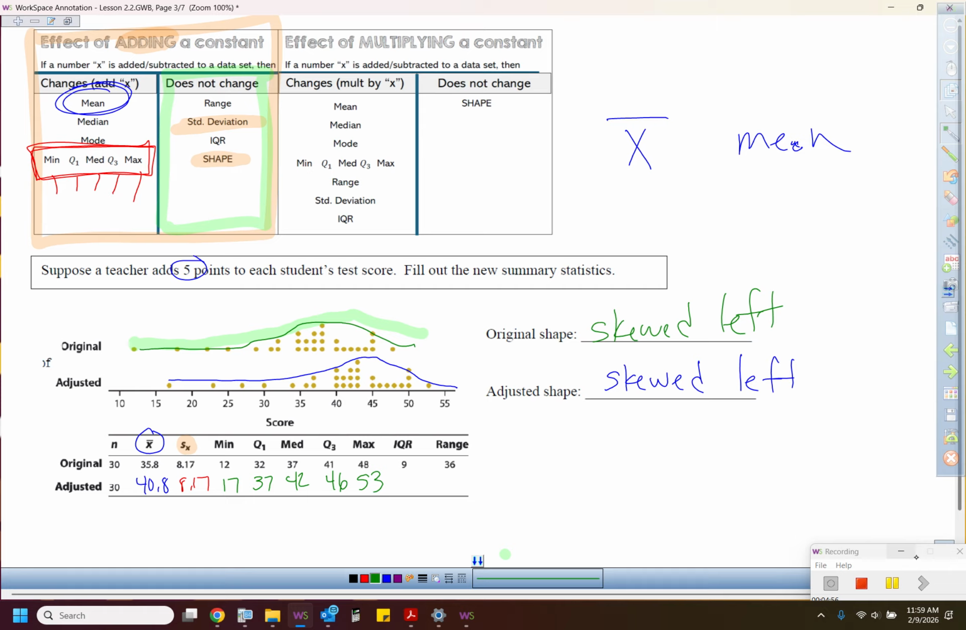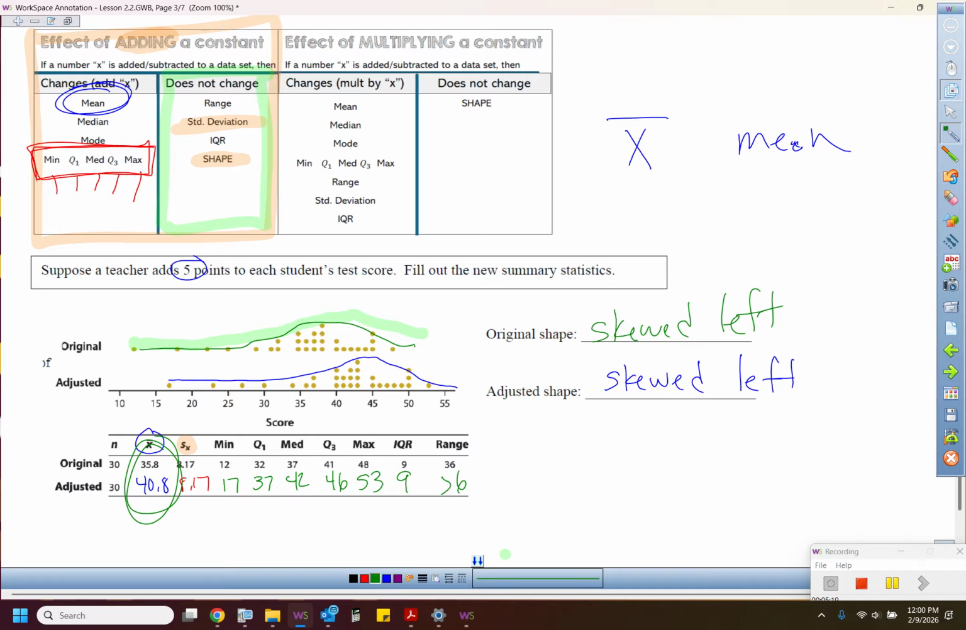Right here. Add 5 to it and get 40.8. Right, so cool. So does interquartile range change or not change according to this guy? What do you think? Interquartile range does not change. So since that was a 9, that will stay a 9. Same thing with range. Range does not change.